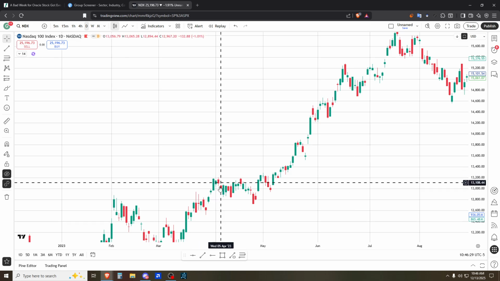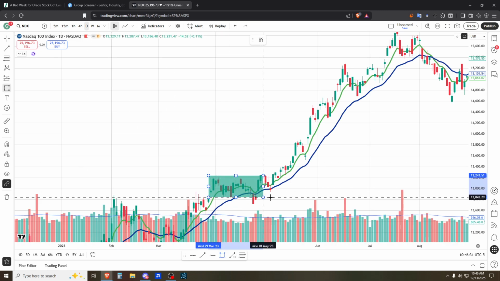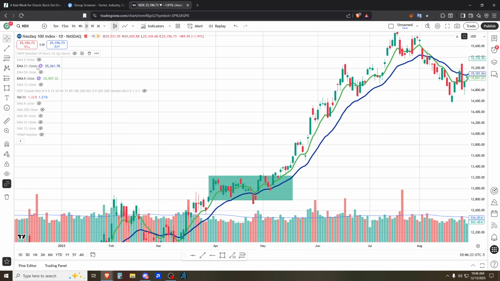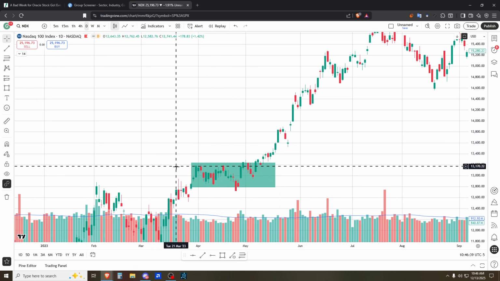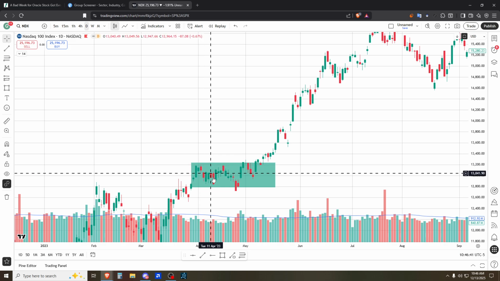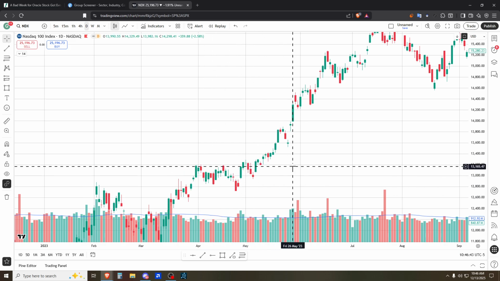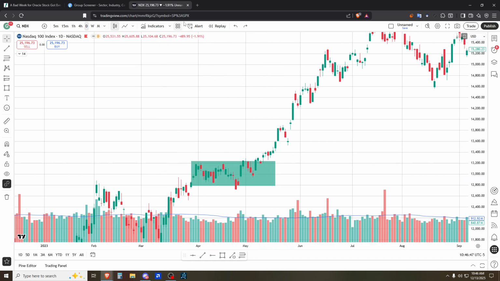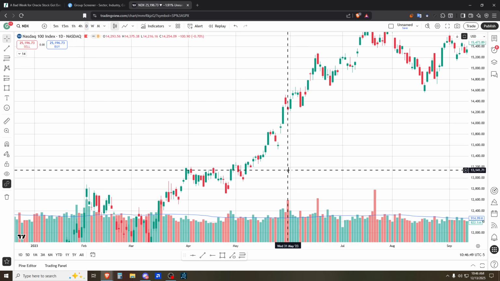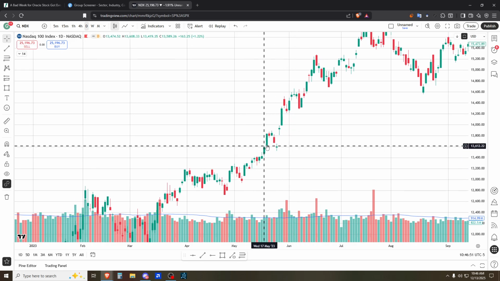Boom. Consolidation. This is consolidation. This is nice. This green box is consolidation. Price is in range. It didn't go anywhere. But then once it broke out of that box, what did price do? It started trending upwards. So boom, we have a high.